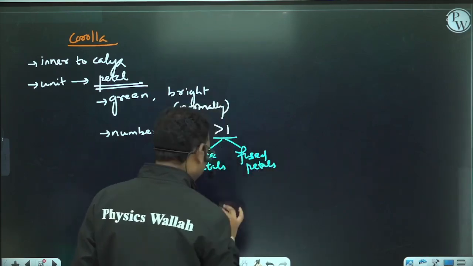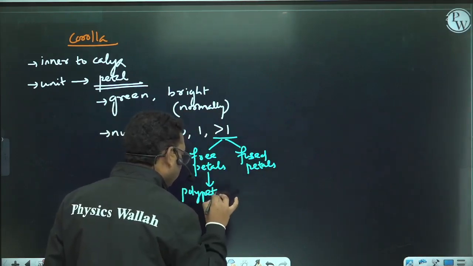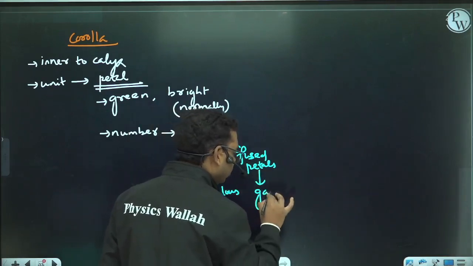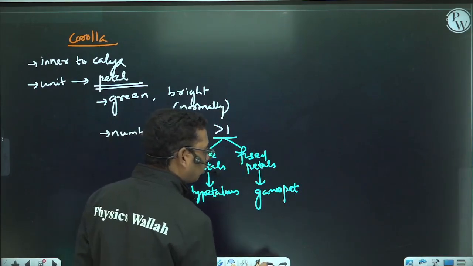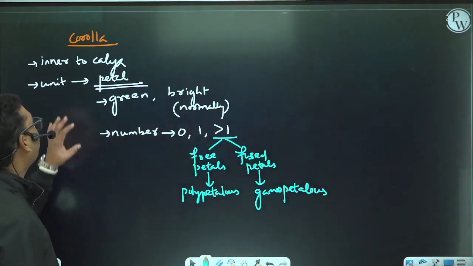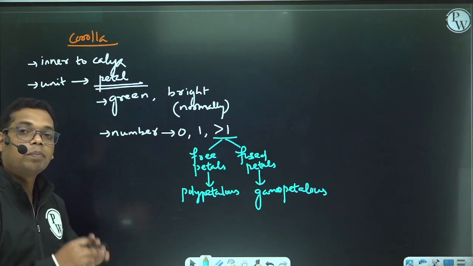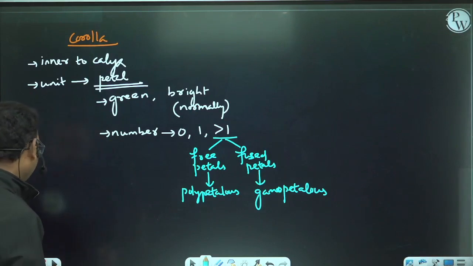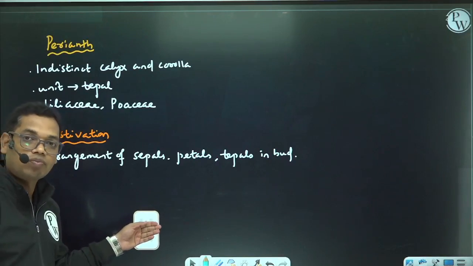The free petals condition is called polypetalous condition. The fused petals condition is called gamopetalous condition. So this was about the corolla. Both calyx and corolla are accessory, so they do not participate in reproduction, but they provide protection to the reproductive organs.